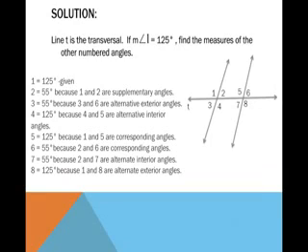Alright, here's the solution to the problem. The problem reads: line t is a transversal. If the measure of angle 1 equals 125 degrees, find the measures of the other numbered angles. Remember, lines m and n are parallel. So, first up, angle 1 is 125 degrees.